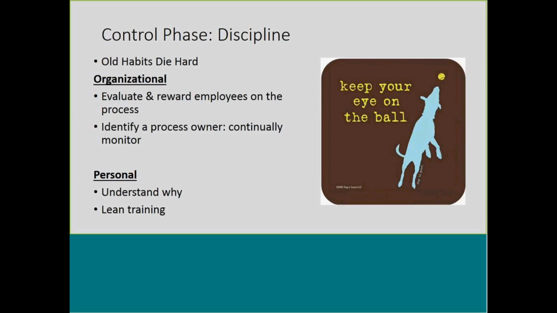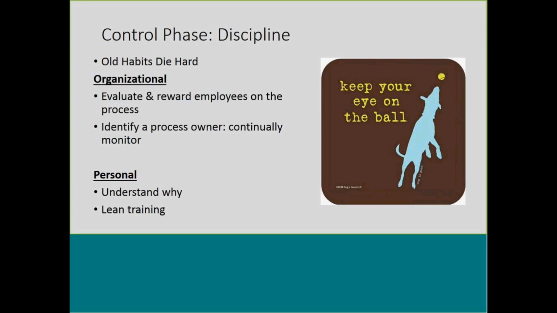Another great way of doing this on an organizational level is to identify a process owner who is going to continually monitor the new improvement to ensure that it doesn't revert back to the way it was. Who's going to do that? You also have to give this person tools. You've got to give them the KPIs. You've got to give them the ability to monitor it. You have to give them the authority to monitor it.